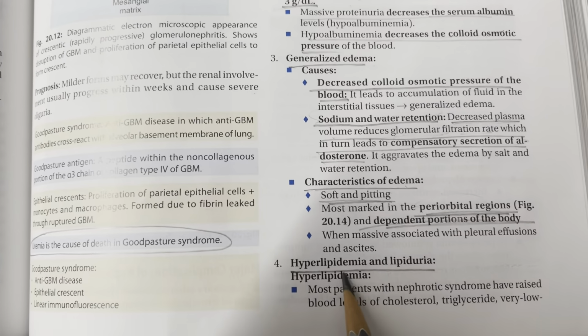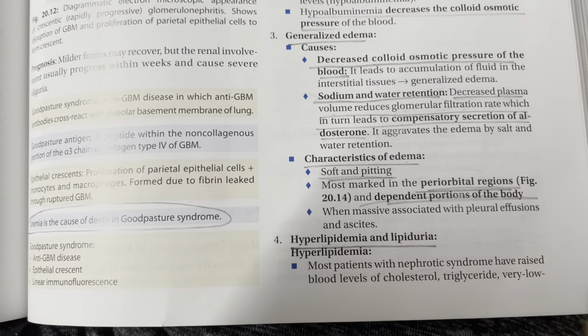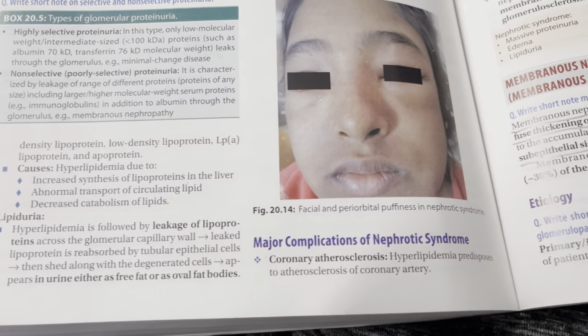And again there is hyperlipidemia and lipiduria, because most patients with nephrotic syndrome have raised blood cholesterol levels, triglyceride levels, and LDL levels. Hyperlipidemia is due to increased synthesis of lipoproteins in the liver, abnormal transport of lipid, and decreased catabolism of lipids. Lipiduria: hyperlipidemia is followed by leakage of lipoproteins across the glomerular capillary wall. The lipoprotein is reabsorbed, and then free fat appears in the urine as free fat or oval fat bodies when it is shed along with degenerated cells.